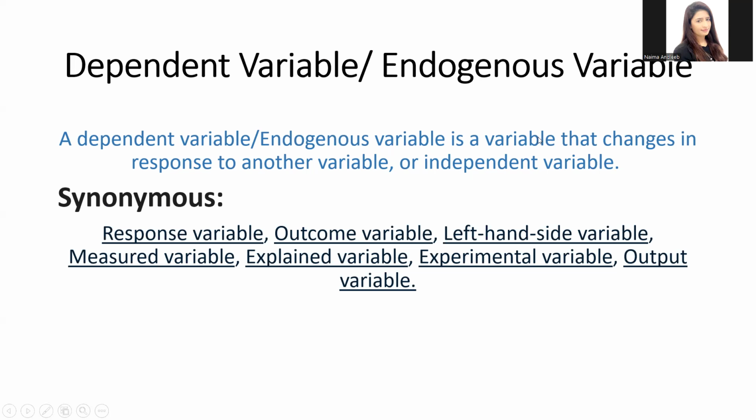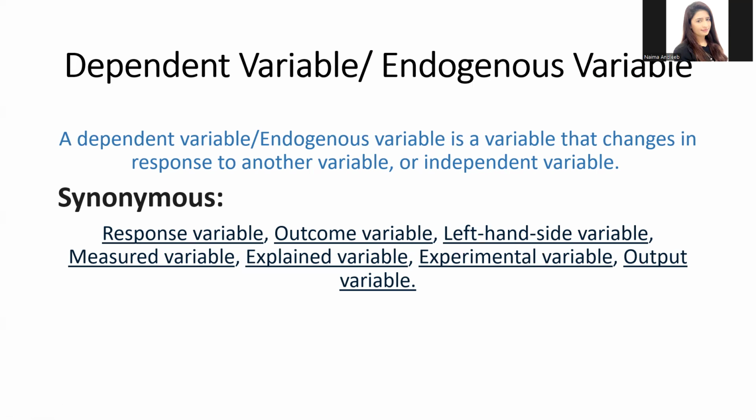This variable observes the changes in response to another variable. Let's suppose we have an independent variable and a dependent variable in our model. The dependent variable is the one that observes the change in response to the independent variable, in any variation or any condition. The dependent variable directly gets the impact from the independent variable. And endogenous variable is also a synonym of dependent variable. Let's go through the other synonyms too.